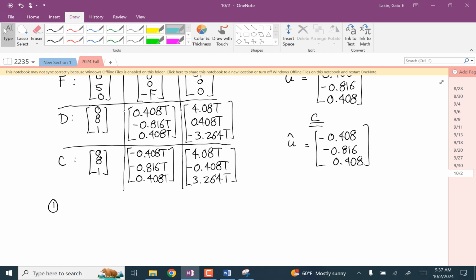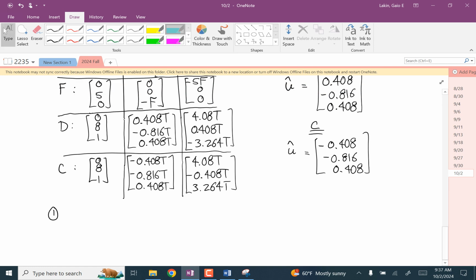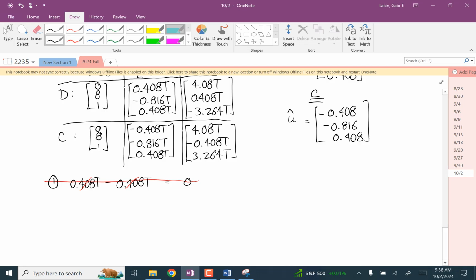Okay, so anyways, it would be nice if we could solve this by hand. And I think if I remember this one, some equations kind of reduce so that it's not too hard to just solve by hand. So let's see what we have. 0.408. Yeah, here's how they reduce. 0.408t minus 0.408t is equal to 0. And so this equation goes away. It's just 0 equals 0.